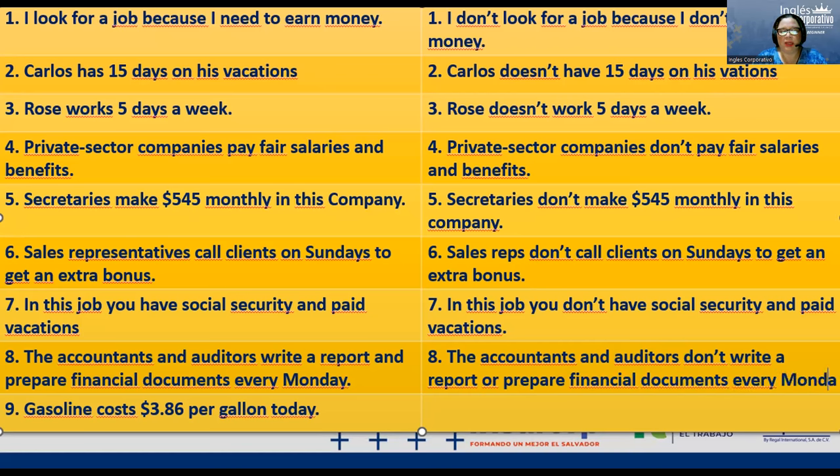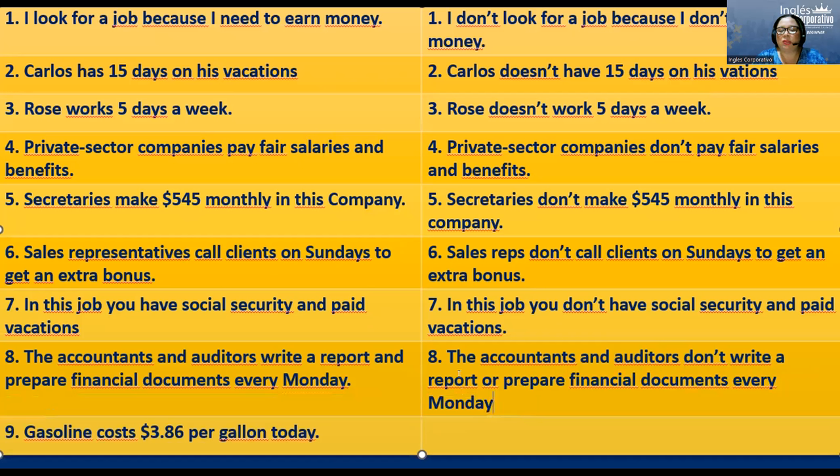every Monday. Vale. Acá fijémonos también que en los días, todos los días de semana, take capital initial, con mayúscula siempre, ¿verdad? Los días de semana. All right, number nine. Gasoline doesn't cost $3.86 per gallon today.